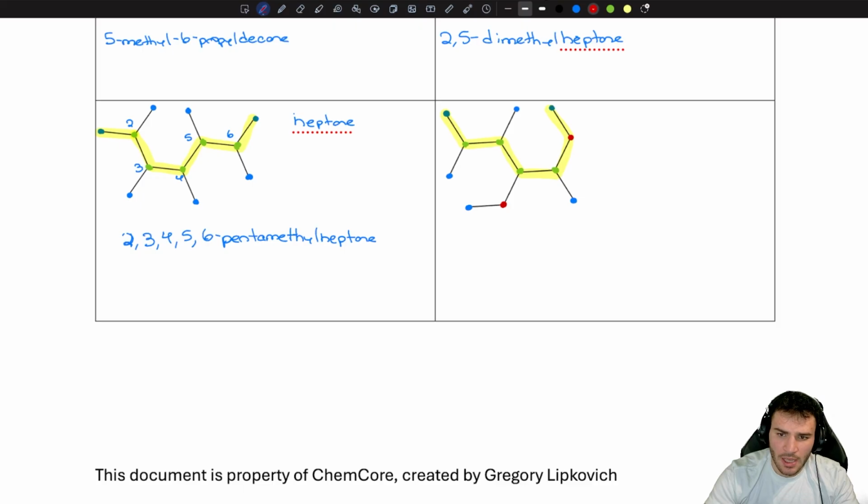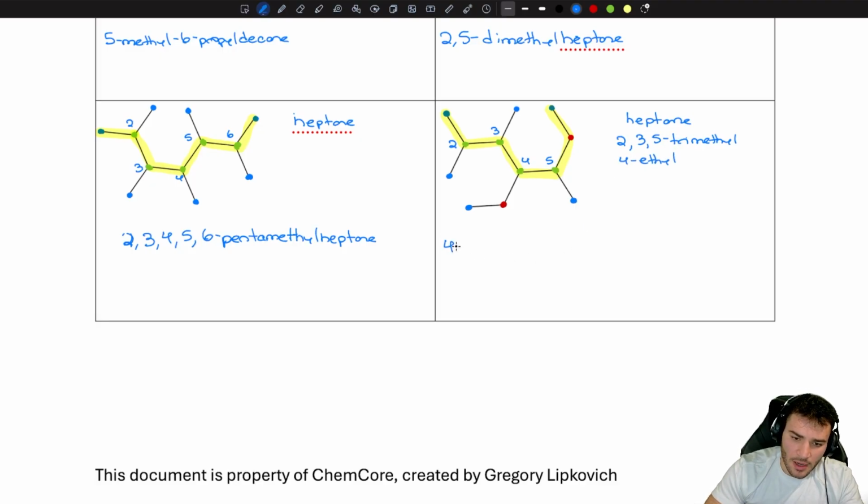Let's write down on the side that we have heptane as our parent chain. At this point, pause the video, try to figure out the numbering, but I will tell you that we should have this in our 2 position, 3rd position, 4th position, and 5th position. So at 2, 3, and 5, we have 3 methyls, meaning trimethyl. And on the 4th position, we have ethyl, meaning that if we put this in alphabetical order, we will have 4-ethyl, 2,3,5-trimethyl heptane.